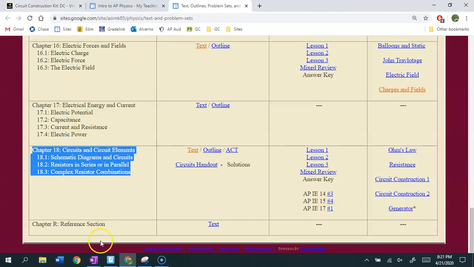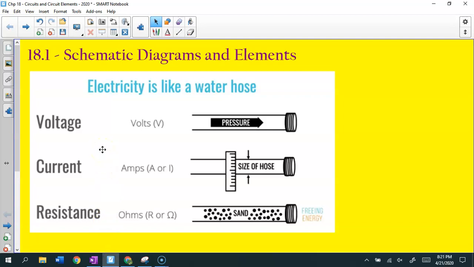One of the first things that we want to do is get an idea of three of the most popular words that you're going to hear when it comes to circuits: voltage, current, and resistance. For a moment, pretend that you had a water hose, and the water has a certain amount of pressure as it comes through. Think of voltage as that pressure of water. Low pressure water has not much voltage. High pressure water has a lot of voltage.